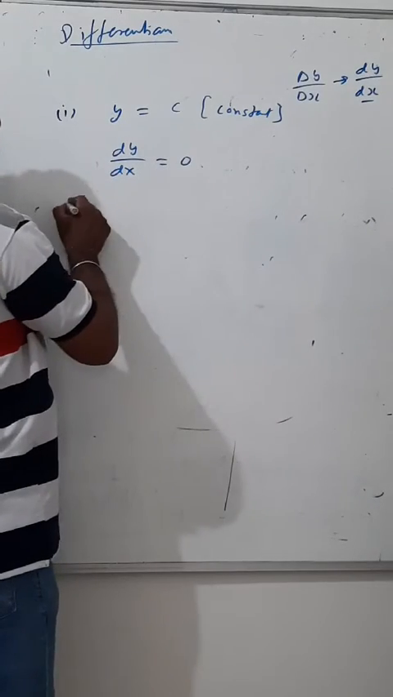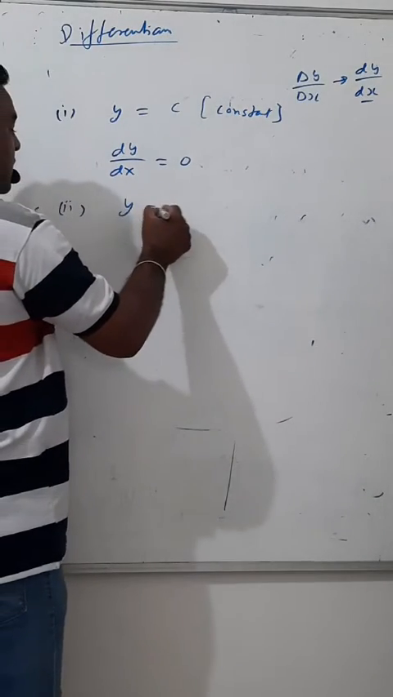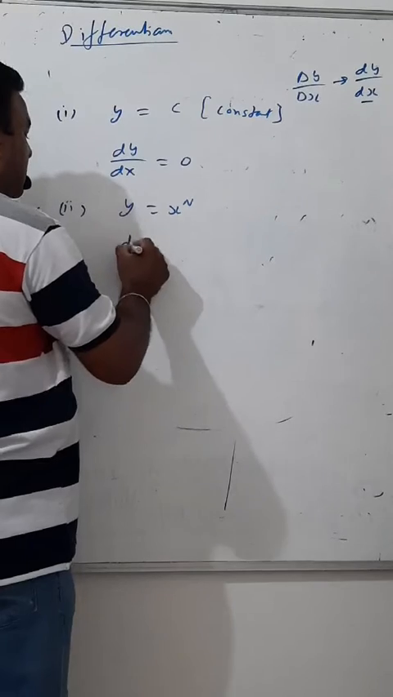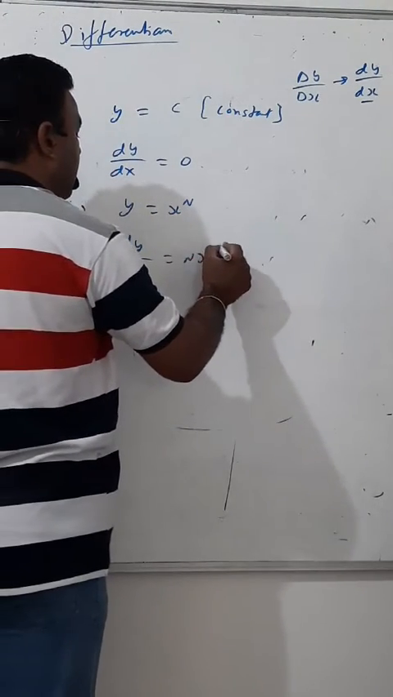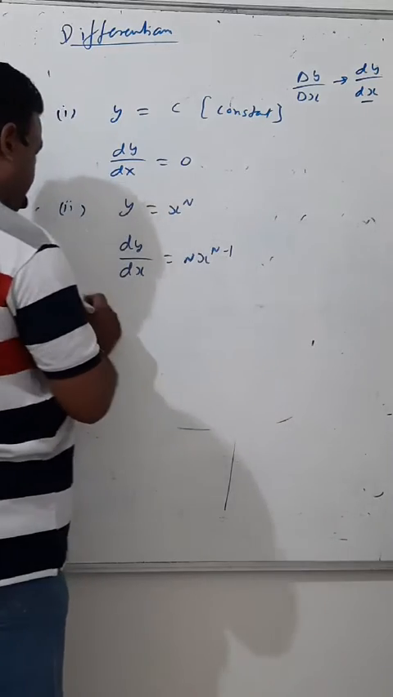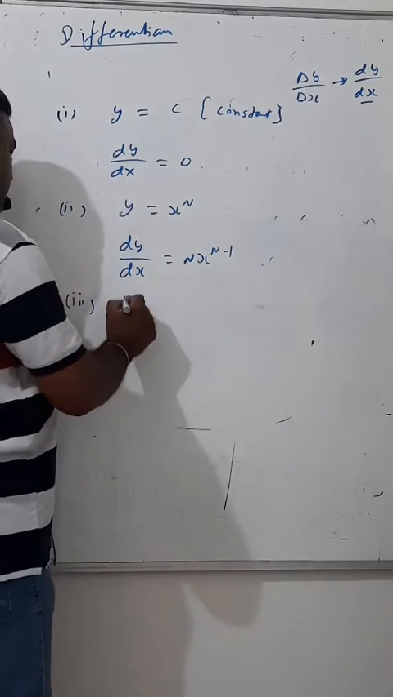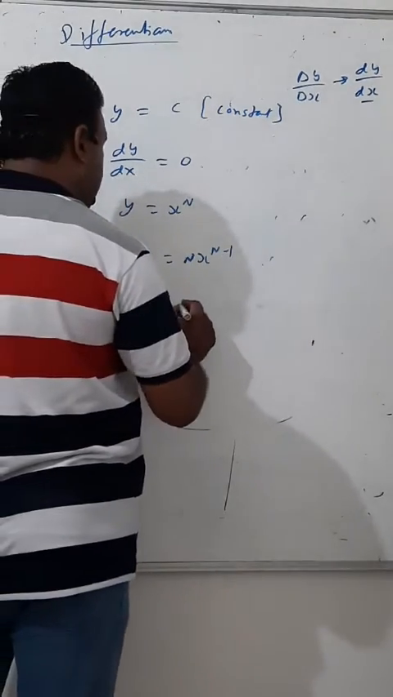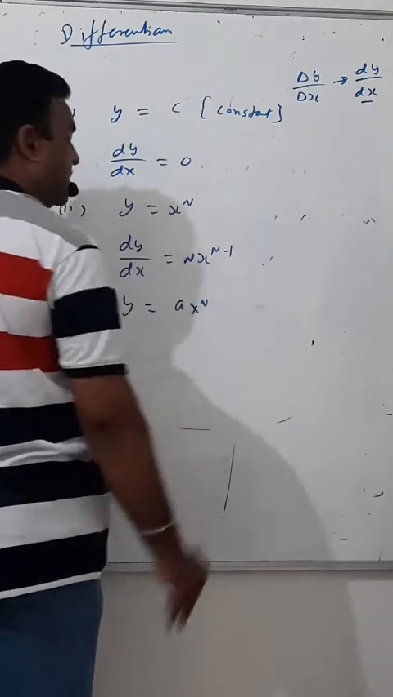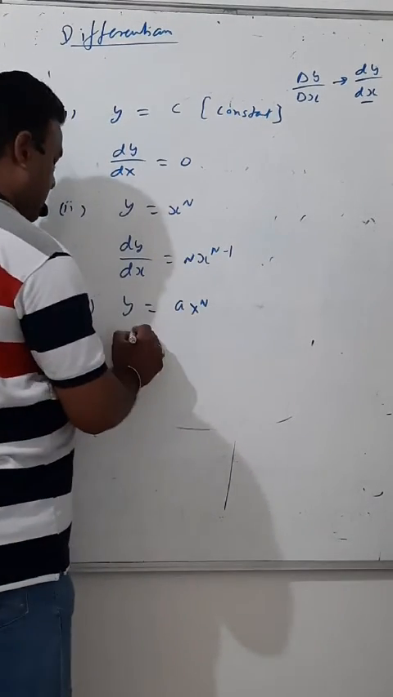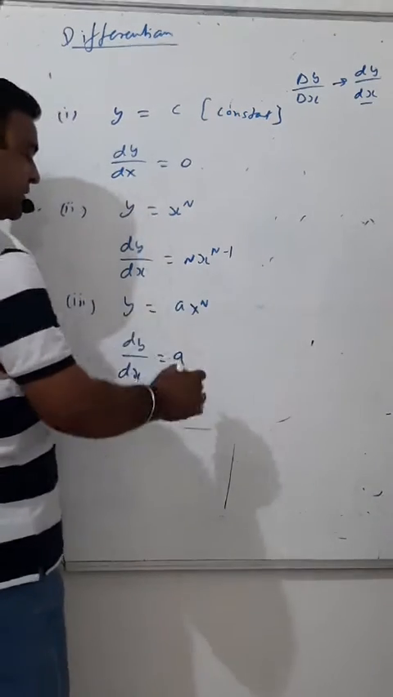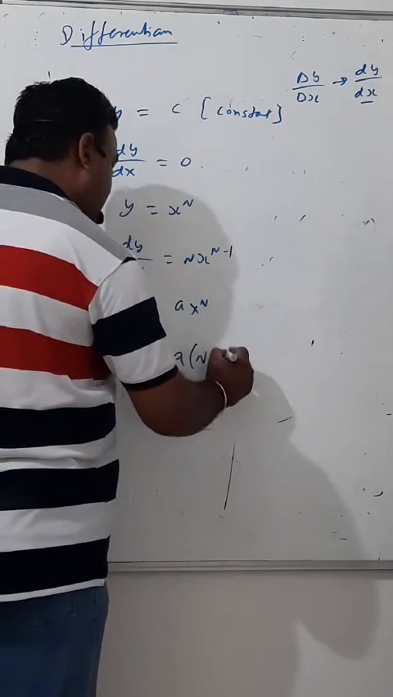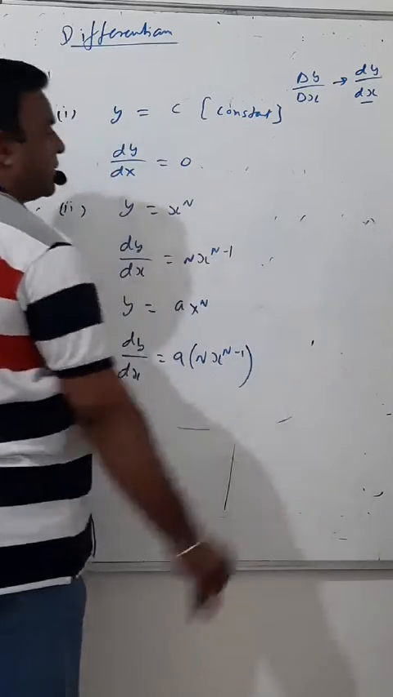dx is 0. Second, y is equal to x^n, dy by dx is nx^(n-1). If y is equal to ax^n, then dy by dx: a will remain as it is. It is nx^(n-1).